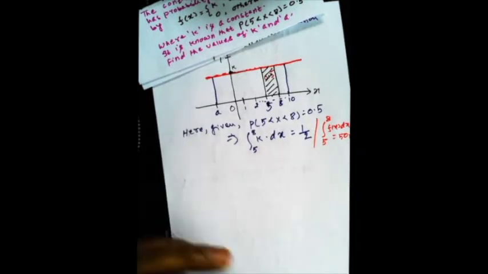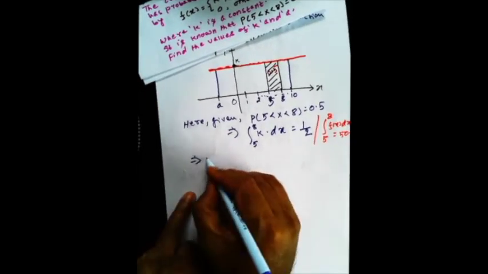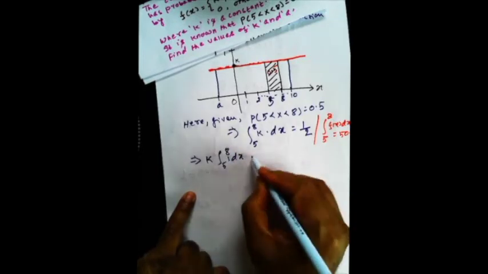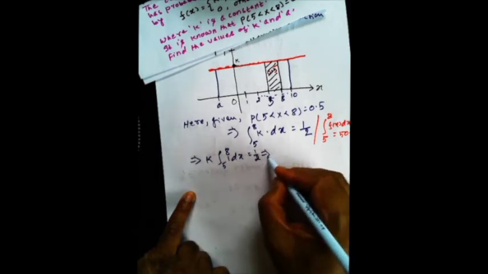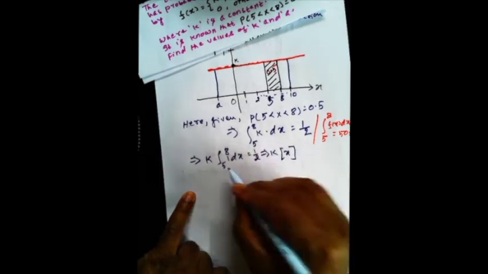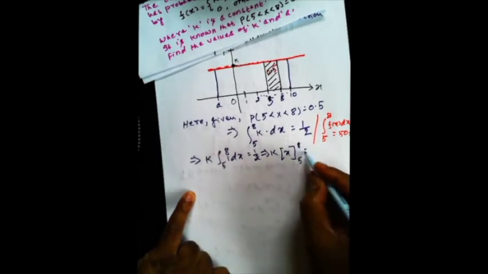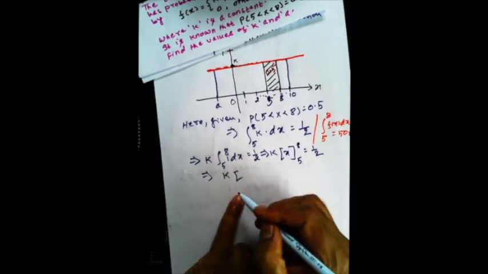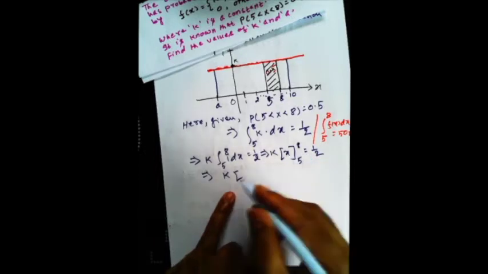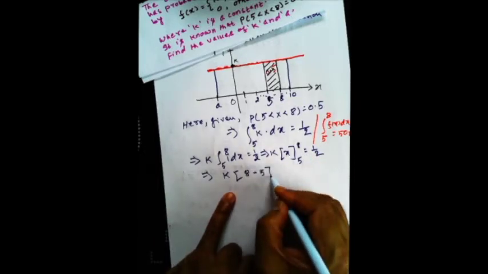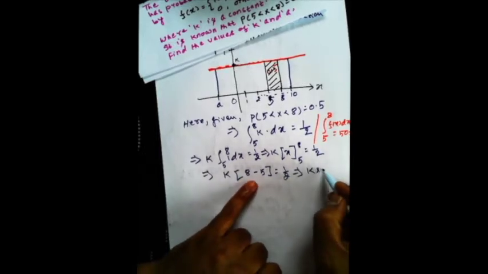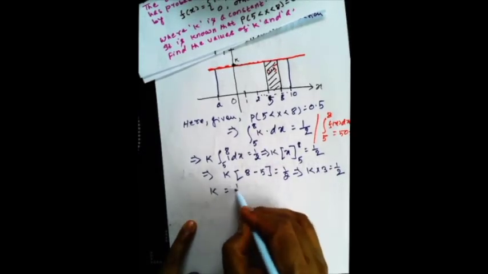Now let's integrate it further. k is a constant, so you can take it out. So it is the integral from 5 to 8 of 1 dx equals half. Then k times the integration of 1, which is x if the variable is x, from 5 to 8 equals 1 by 2. Here you require the knowledge of integration, actually the definite integral. So it is 8 minus 5, and k times 3 equals 1 by 2.